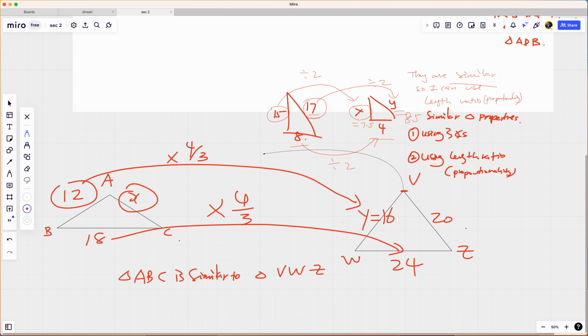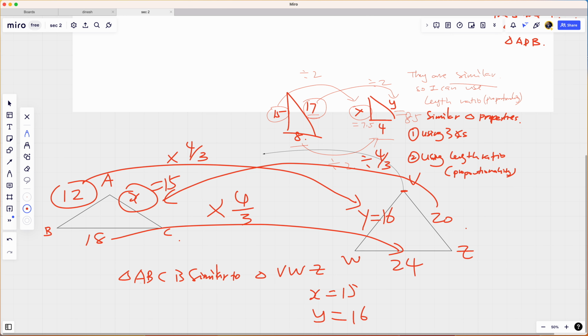Then last one, X. X is that side to this side. So left to right is times this, so this to this is divide by 4/3. Okay, it is 15. Can you check the answer? X equals 15, Y equals 16. So we have been using the length ratio or proportionality, 3 times.